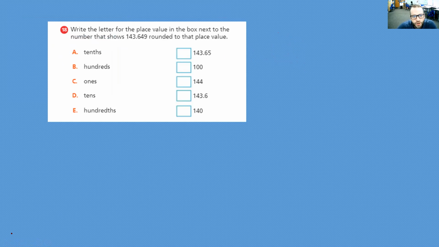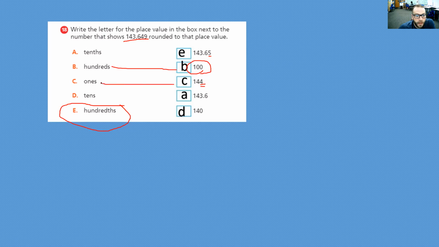Write the letter to show where they rounded this number. Well, if they stopped it here, then it has to be the hundredths place. Sorry. If they stopped it there, it has to be the hundredths place. Hundredths is right here. So let me just show you the answers real quick, and then I'll explain. So that has to be hundredths place. This has to be hundreds, right? This has to be ones place. This has to be tenths place, and this has to be tens.